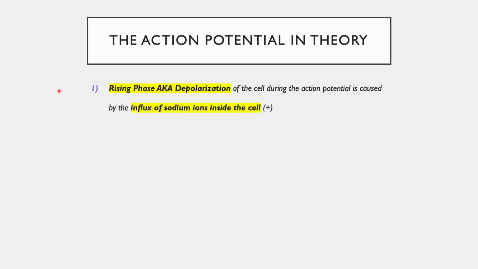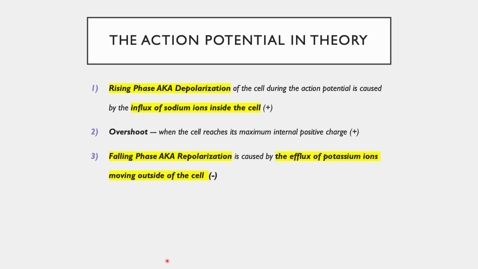First, there's the rising phase, which is also known as depolarization of the cell. And this is when sodium ions largely come inside of the neuron to make it more positive. The second step is the overshoot, when the cell reaches its maximum internal positive charge. In this case, there is a maximum amount of sodium ions that have entered the cell, and it can no longer increase its positive charge.